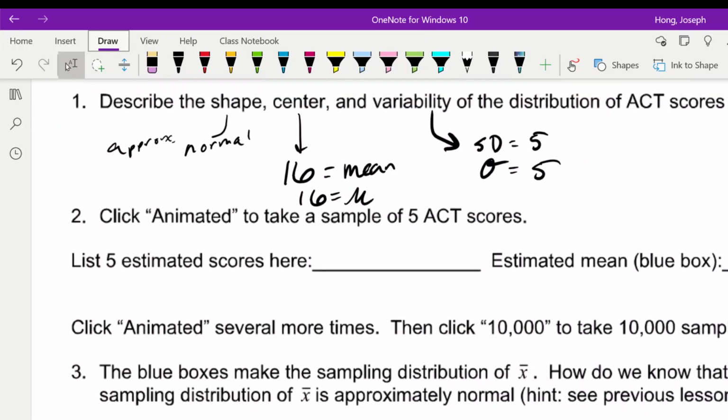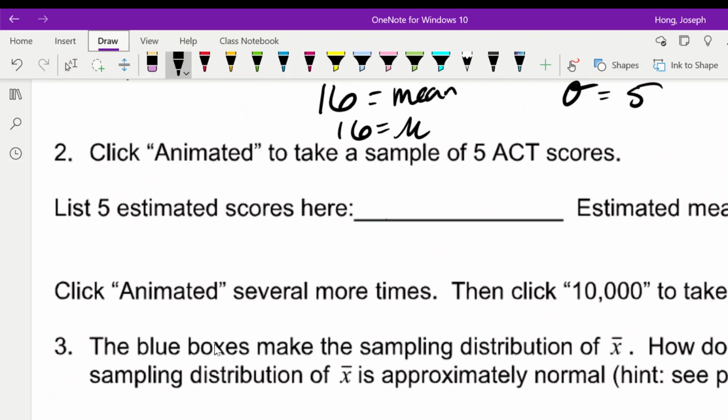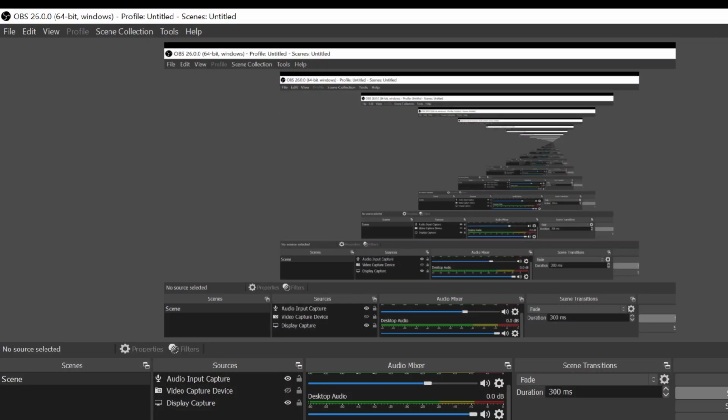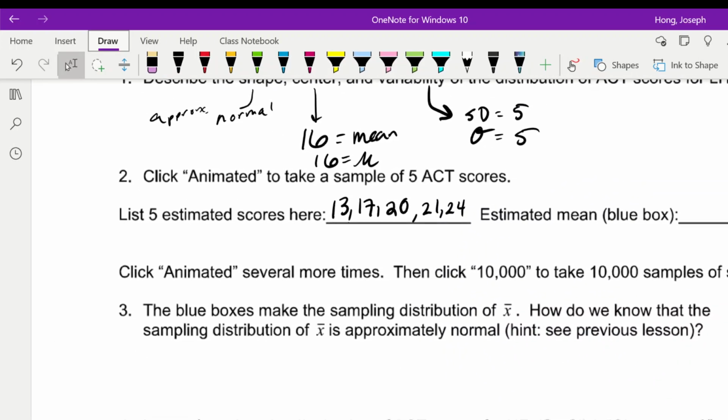So we want to list 5 example scores here. I'm just going to use my examples that I used previously. 13, 17, 20, 21, 24. Okay, good. I'm recording still. And the estimated blue box.